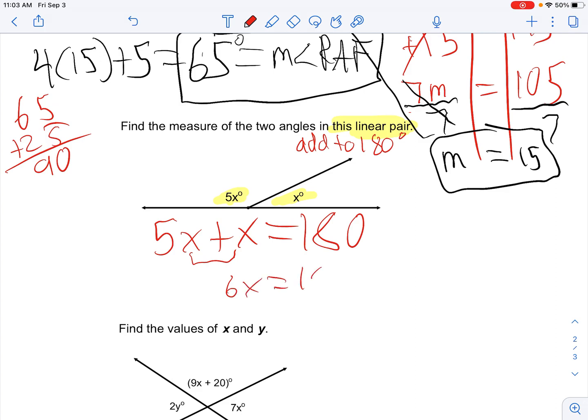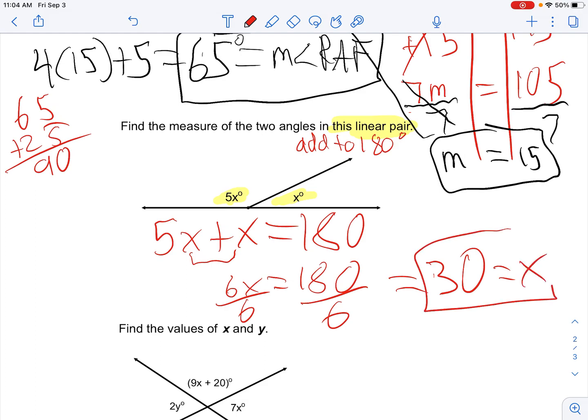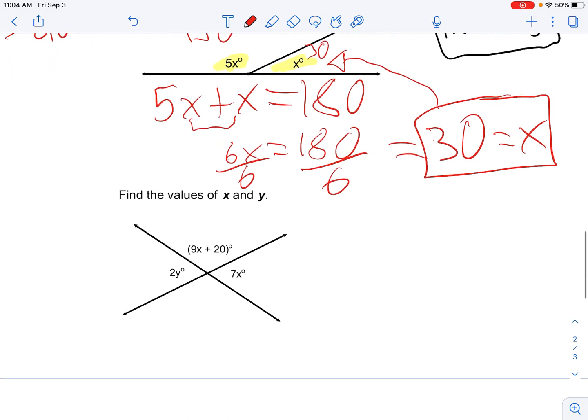Combine like terms, 6x equals 180. The only thing left to do is to divide by 6. And let's see here, 18 divided by 6 is 3. So 180 divided by 6 is 30. Okay, so x equals 30. Again, that's not my answer because I've got to plug this in. So I know that this angle is going to be 150 and this angle's 30. And yes, in fact, 150 plus 30 equals 180.